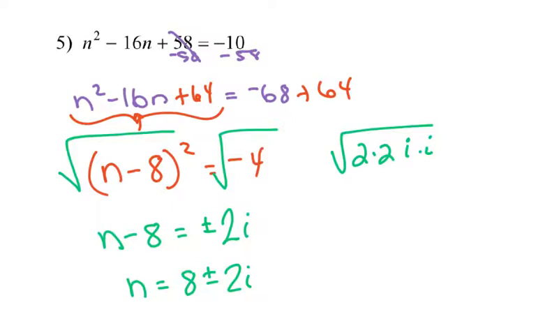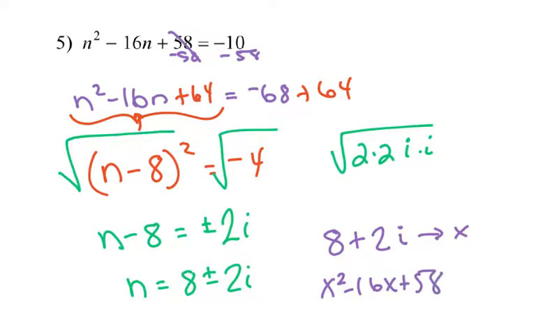And so, again, when we get to Unit 6, we'll talk about the meaning of that and what that means for our equation. But you can still check this in your calculator. So you can type in 8 plus 2 and then use the i button above the decimal, store it in x, and then you'll have to do x instead of n, but x squared minus 16x plus 58, and hit equals, you'll get negative 10. It's pretty cool how that works. And then, of course, you can do it with the 8 minus 2i.